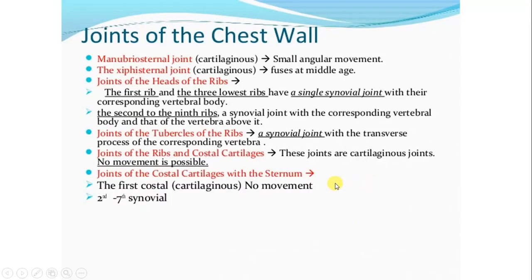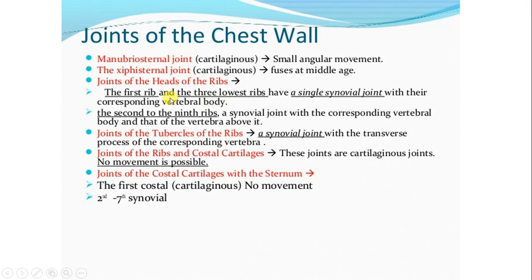So these are the joints. If we divide them, there are the joints of the chest wall. The manubriosternal joint is a cartilaginous joint. Small angular movement is possible there. The xiphisternal joint is a cartilaginous joint, which fuses at middle age.